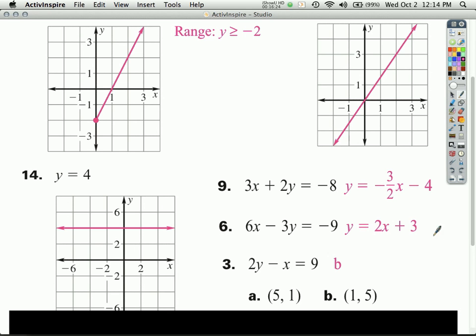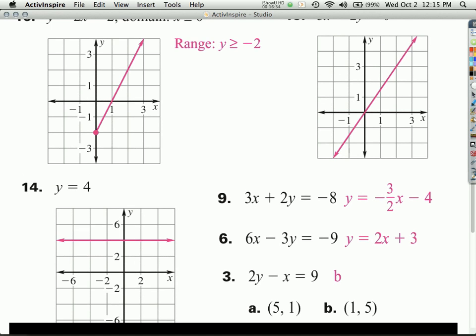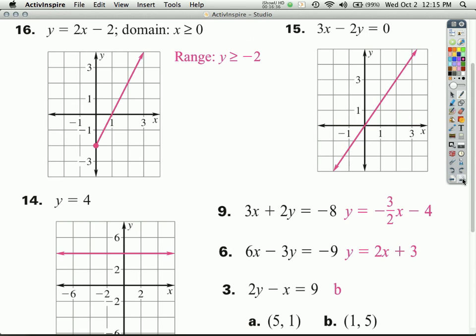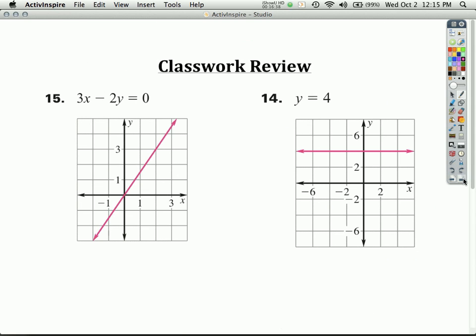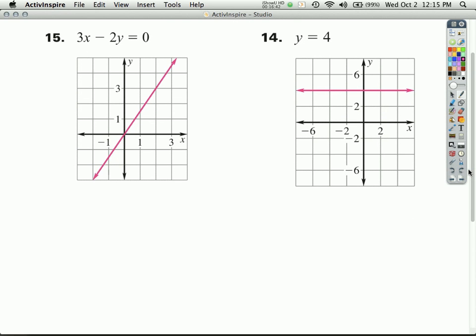I will open up the floor for questions on anything at all. Questions? Anil, we'll start with you. Number 15. Okay, so let's take a look at number 15. Give me a thumbs up if you got the correct graph for number 15.